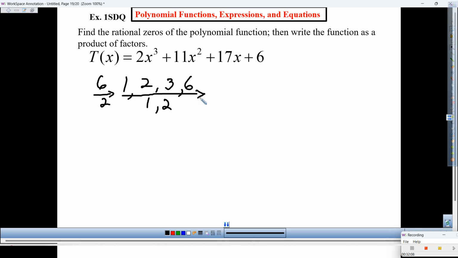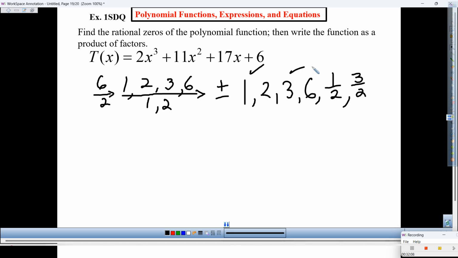So, next, here we go. Plus, minus. 1, dividing all this, it gives us 1, 2, 3, and 6. Is that correct? 1 divided by 1 is 1, 2 by 1, 3, 6, and so on. However, what is 1 divided by 2? 1/2. What is 2 divided by 2? 1. What is 3 divided by 2? 3/2. What is 6 divided by 2? 3. So these are all our possibilities.